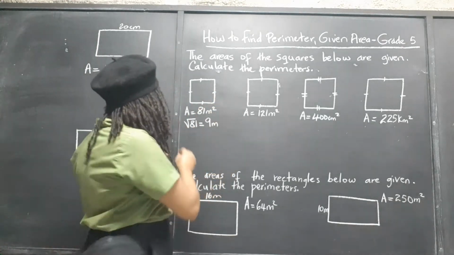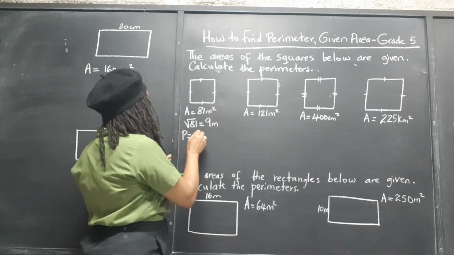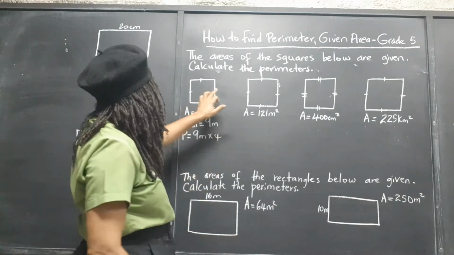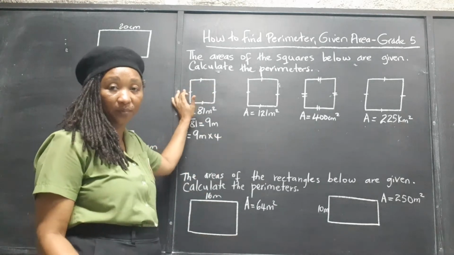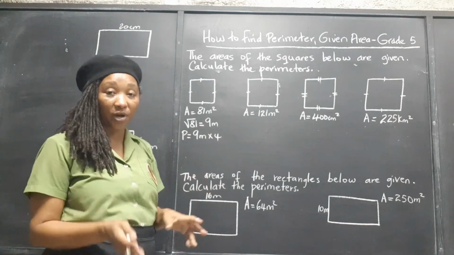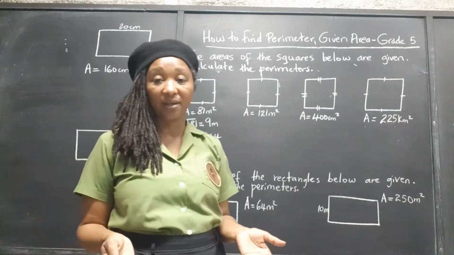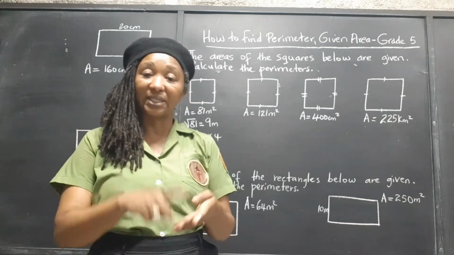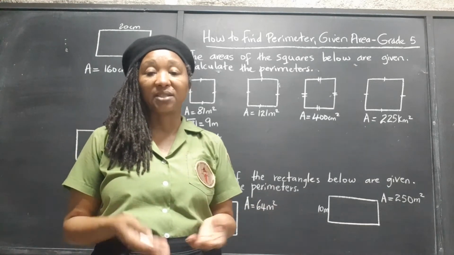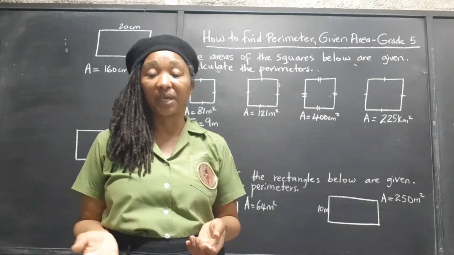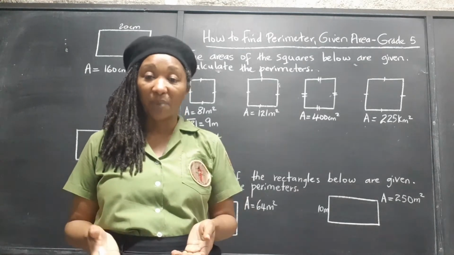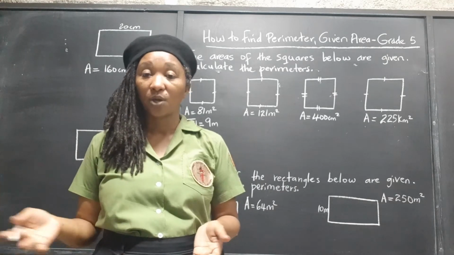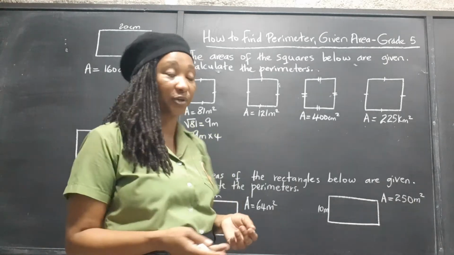Therefore, the perimeter would be the side times 4, because there are 4 equal sides in the square. So if we know one side, we can add it, 9 plus 9 plus 9 plus 9. Or we can just say 9 times 4, because remember, multiplication is just an advanced method of addition. Instead of adding something 4 different times, we just multiply that number times 4.